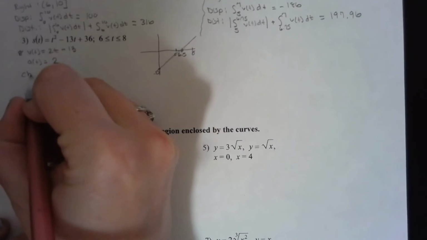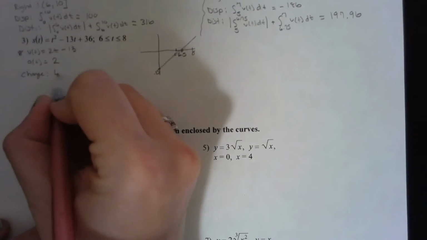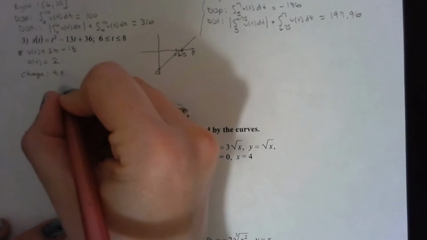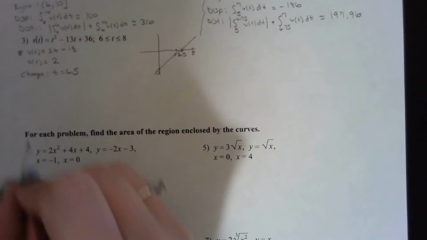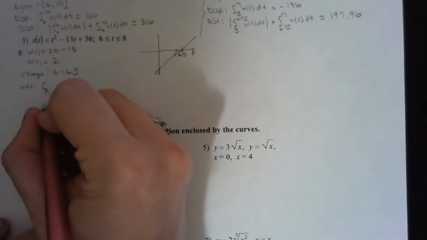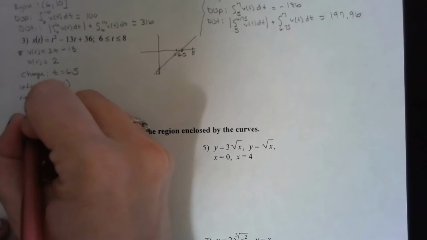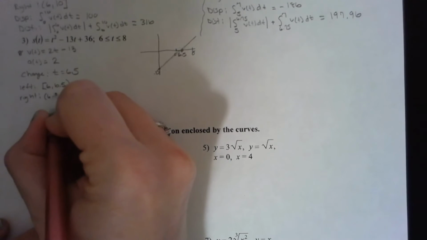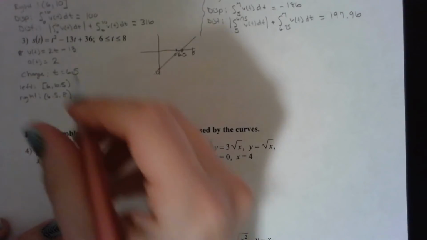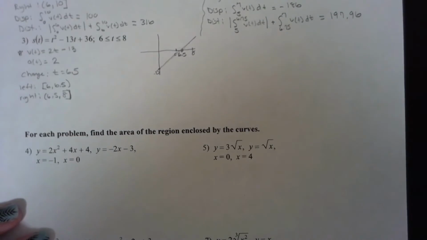So it's going to change, or it might say stops. Make sure you understand those are the same, where t equals 6.5. It's left from the 6 to the 6.5, and it's going to be right from the 6.5 to the 8. Okay, oh, sorry, the 8 should have a bracket on it because it's the end, it's included.